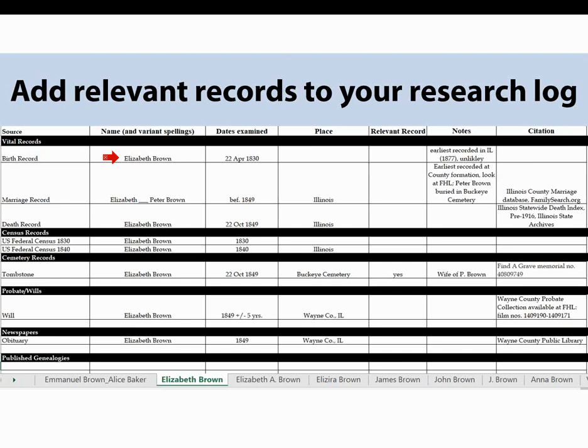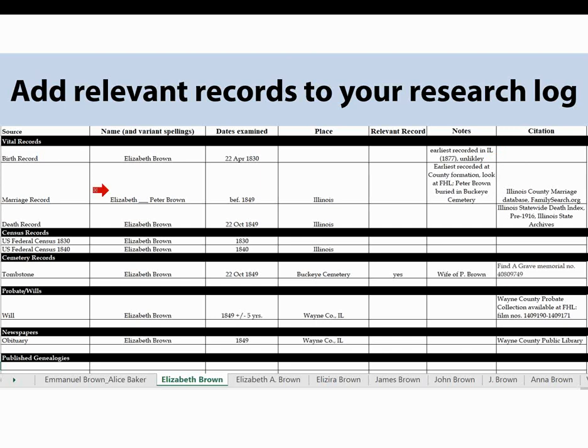So if we're looking for Elizabeth Brown, and we know that she's born in 1830, what I did was I looked at the Illinois Vital Record Wiki on FamilySearch, and that tells me that the earliest record recorded in Illinois was 1877. So it's very unlikely that we're going to find a birth record for Elizabeth. So I don't have a citation there.